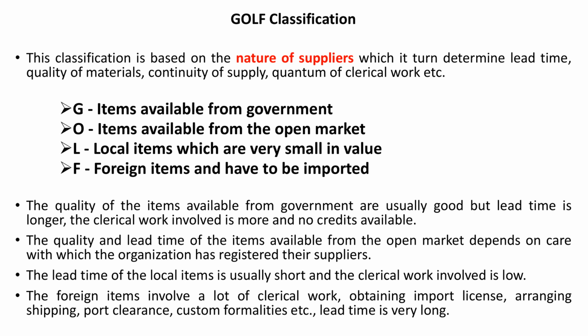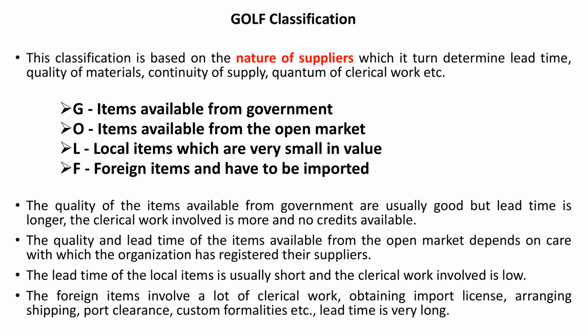GOLF classification. GOLF classification is based on the nature of suppliers, which in turn determines lead time, quality of materials, continuity of supply, quantum of clerical work, etc. In GOLF classification, G stands for material items available from government, O stands for material items available from open market, L stands for material items which are locally available and are of small value, F stands for foreign items and have to be imported.